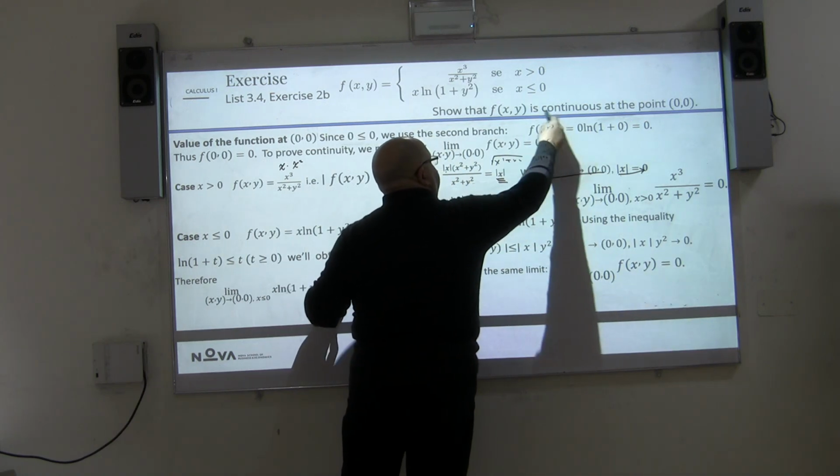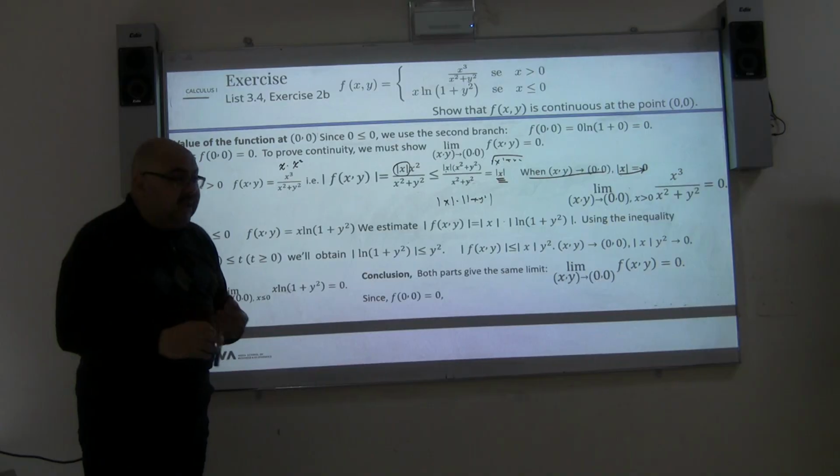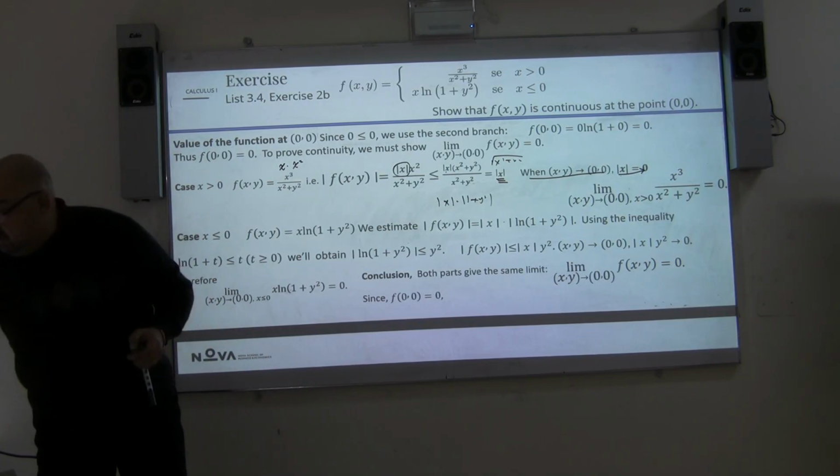At the same time equal to the value of the function, so the function is continuous at the origin. Okay? طيب تمام كلام جميل.